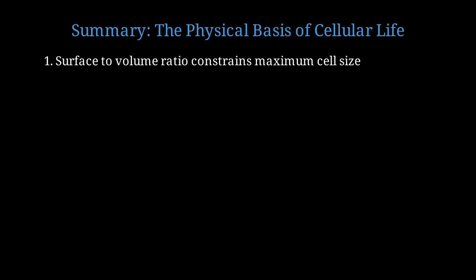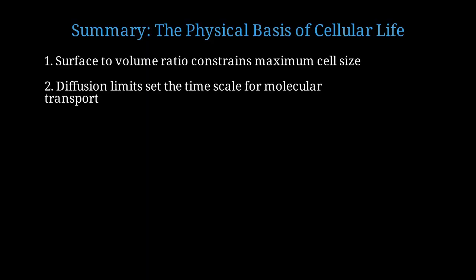Let me summarize the key points about why physics dictates that life must be cellular. First, the surface area to volume ratio, which scales as 1 over r, fundamentally constrains how large a single cell can be. Second, diffusion, which goes as r squared over D, limits how quickly molecules can move within cells.